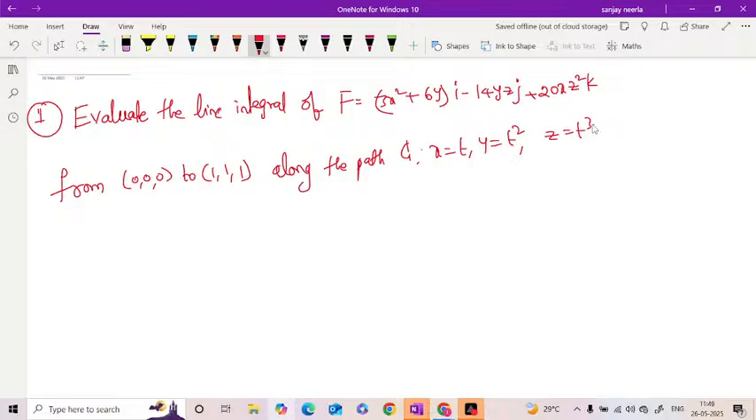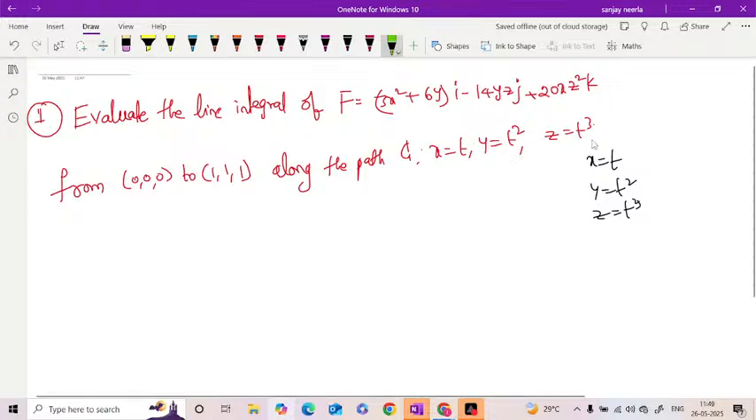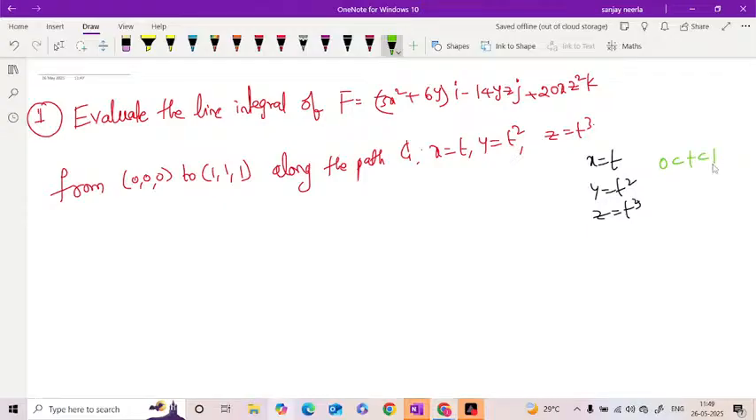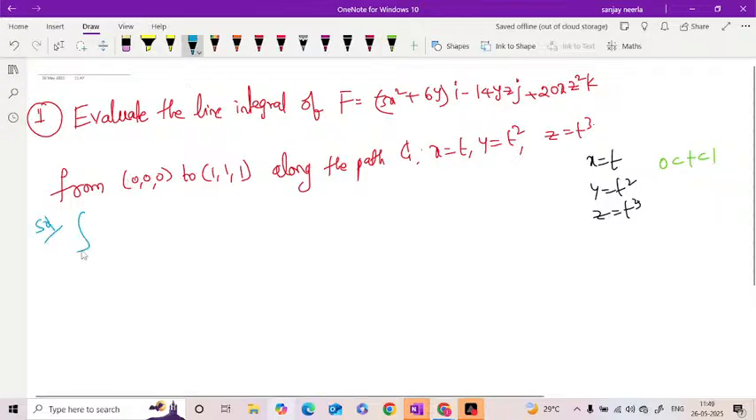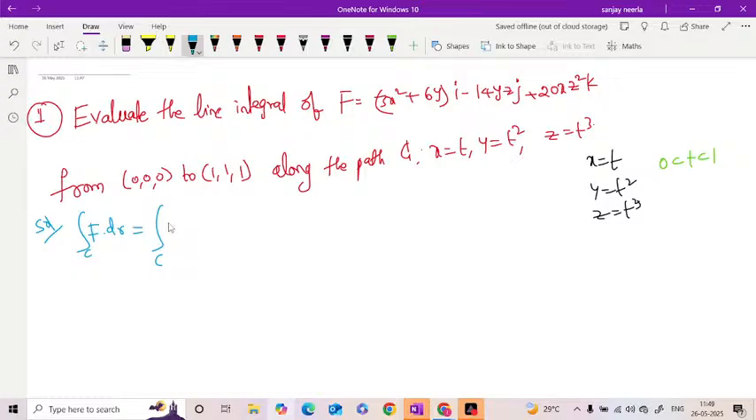So this is very simple, because it is clearly given. x is given, y is given, and z is also given, and the limits. Now very simple here, 0 0 0 to 1 1 1, that means our t limits are in between 0 to 1. Sometimes they will give it, sometimes they will not, so you have to identify. Now what is the line integral here? The line integral is integral F dot dr. That means integral of F, this is the F, and dr, that is the dx.